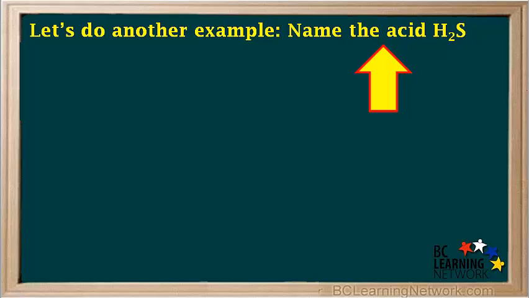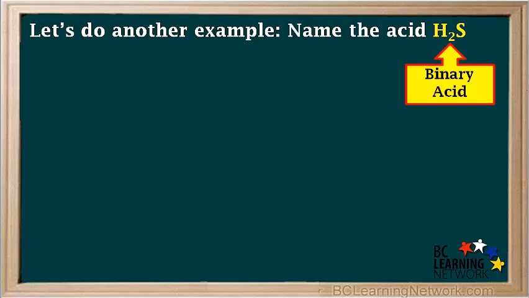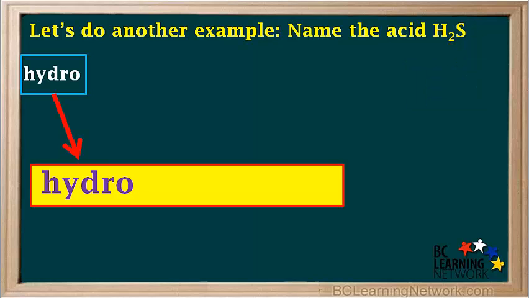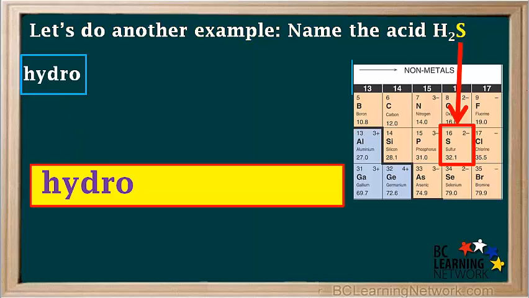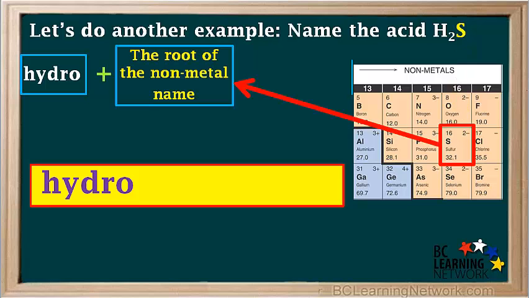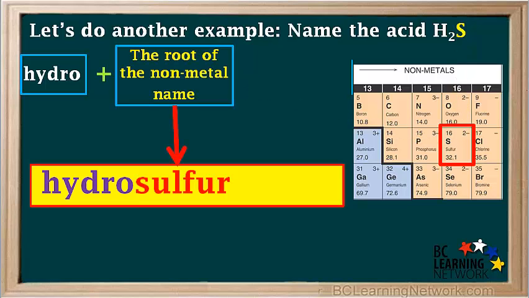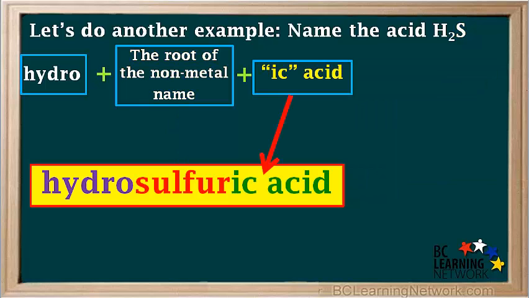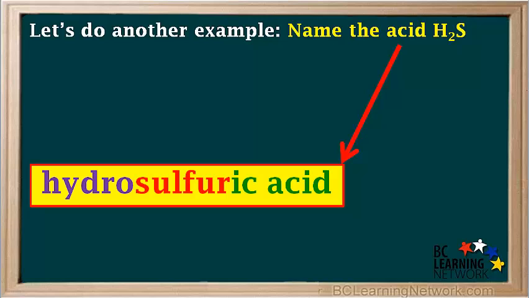Let's do another example. Name the acid H2S. H2S has only two elements, so it's a binary acid. Therefore, we use the system for naming binary acids. We start with the prefix hydro. The nonmetal is sulfur. For the root of the nonmetal name of sulfur, we simply use sulfur. We finish it off by adding ic, acid. So the name of the acid H2S is hydrosulfuric acid.